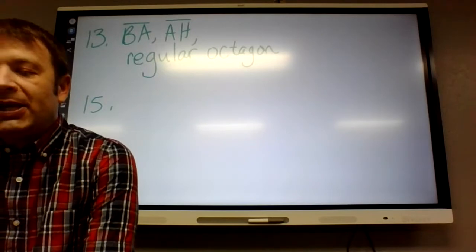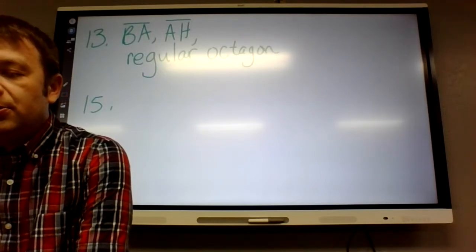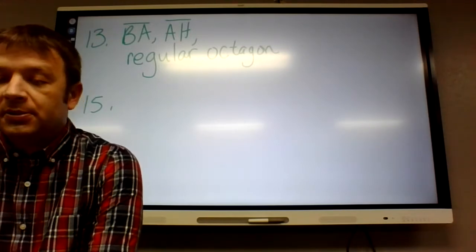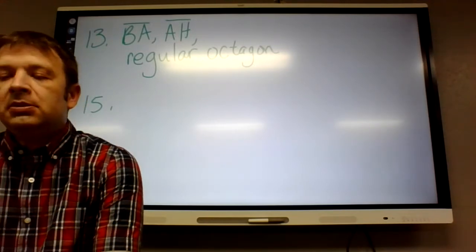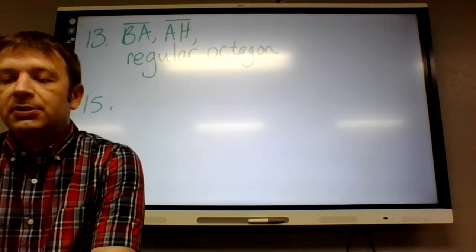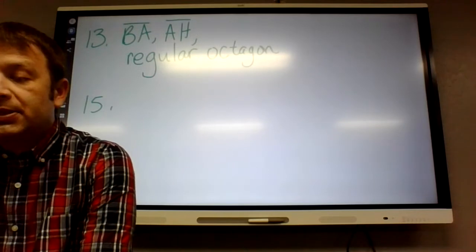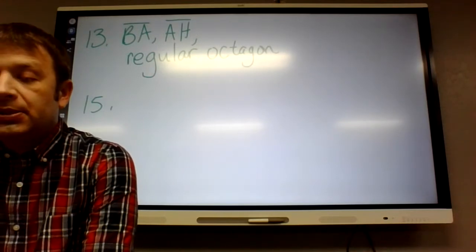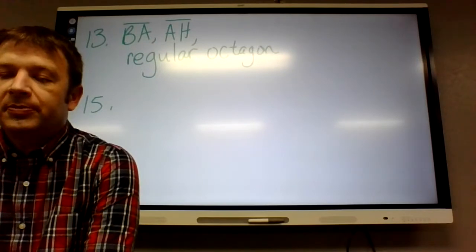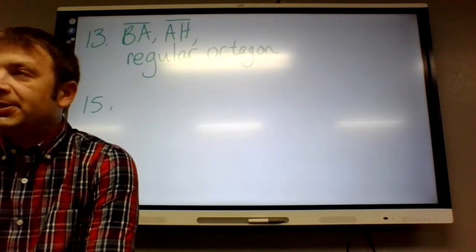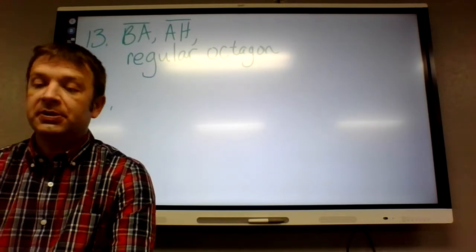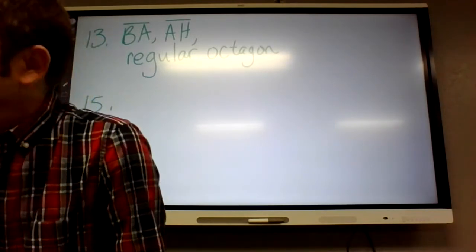Okay, 15, match each notation with the correct terms, matching. List all correct answers. So on A, it says segment XD. If you guys see the tire, that's what we're looking at on the bike. Segment XD is a what in that picture? Radius. So that is option five.